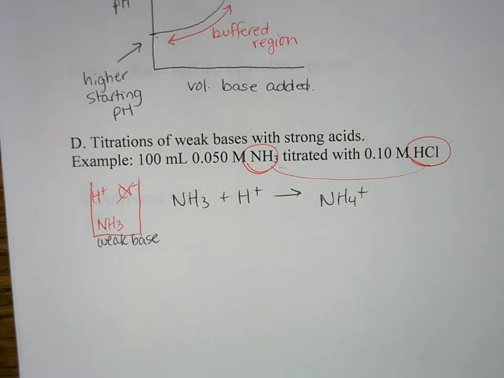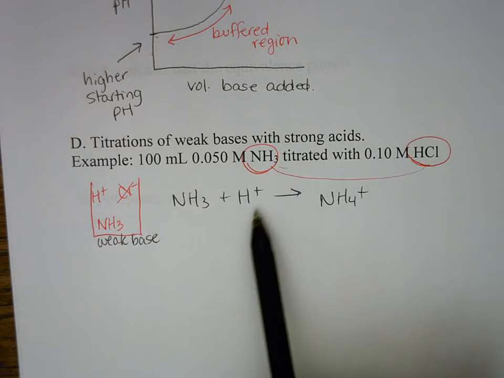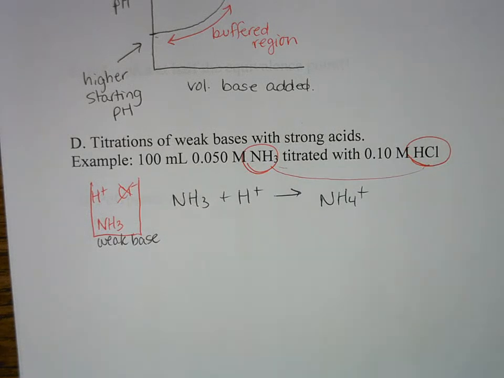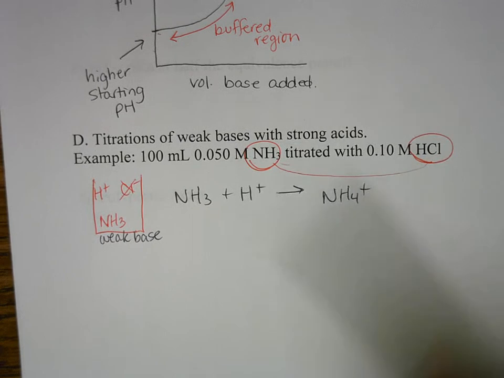Then you do the millimoles thing, you set up your BCA table. Before the equivalence point, it's still a buffer. At the equivalence point, you've got to do the two steps. And then beyond the equivalence point, it's going to be a strong acid instead of a strong base. So the process is still the same. You follow the same steps as the other one.